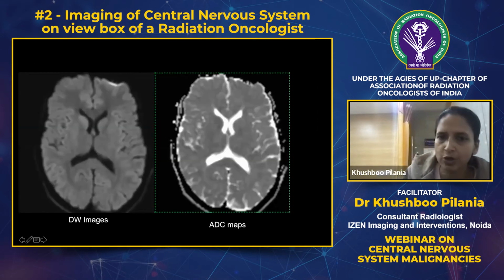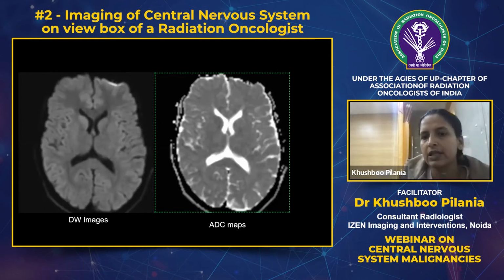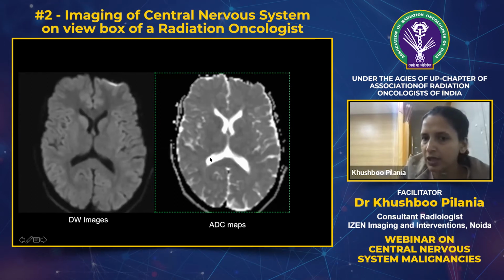Then we have the diffusion weighted images. A diffusion weighted image should always be read alongside an ADC map. Very often the ADC maps are not provided when you're getting the scan done at some tertiary center. Sometimes they will not provide them because ADC maps are calculated from the diffusion weighted images. Always look for it. This is the set, this is the diffusion, and this is the ADC map.